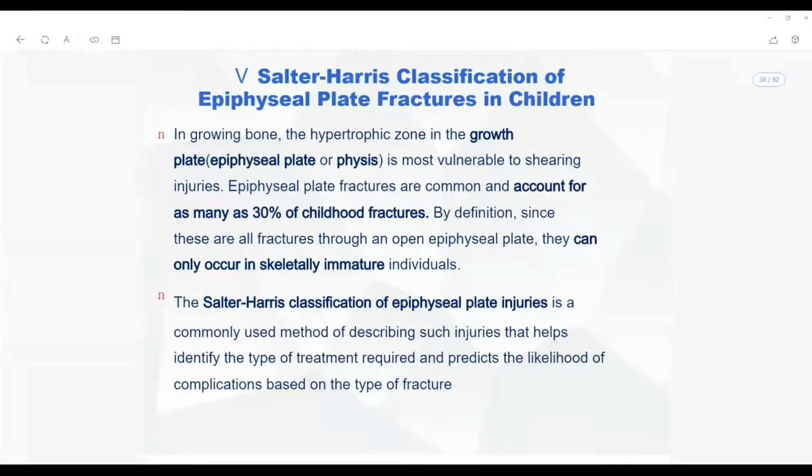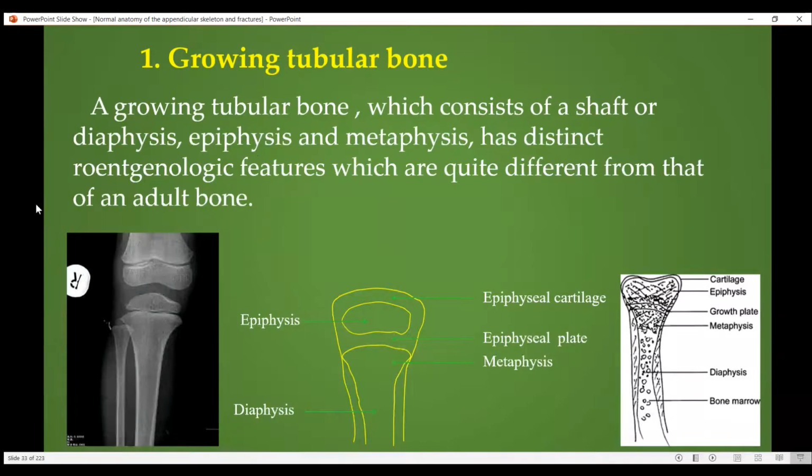Okay, you are aware of them, right? They are present in your practical slides class. You can try to look at them later on, but let me give you a very brief introduction. Just parts. You can see here a growing tubular bone actually has three parts.